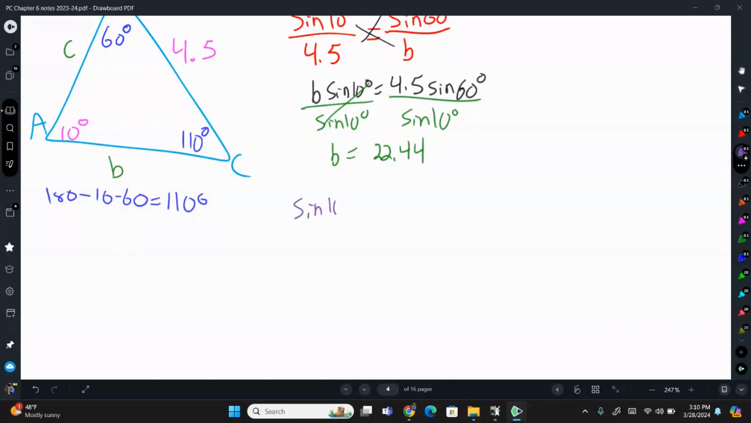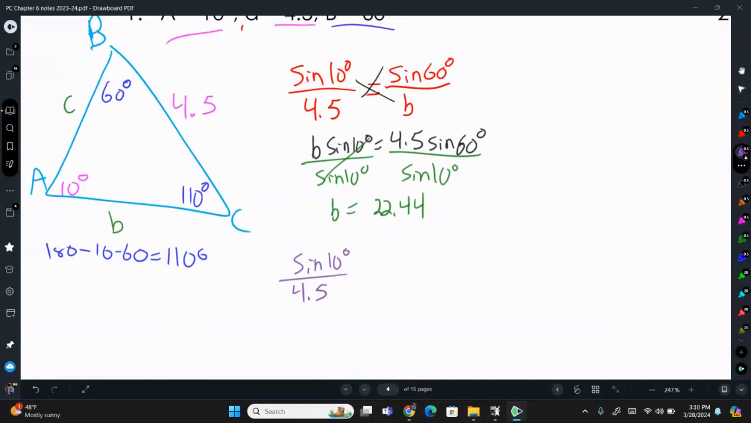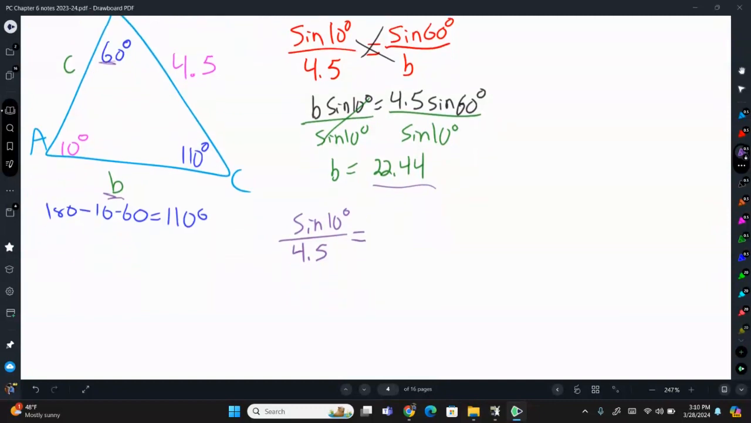And I want to use sine 10 over 4.5. I could use sine of 60 over our calculated B value, but if I made a mistake with that, I don't want to use wrong information to calculate the wrong side. So sine of 10 over 4.5 equals sine of 110 degrees over C.